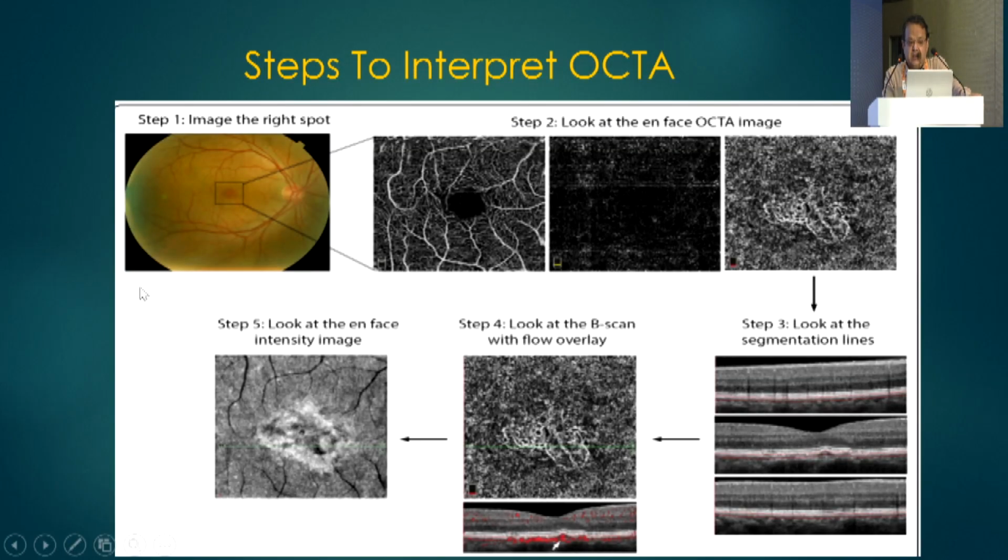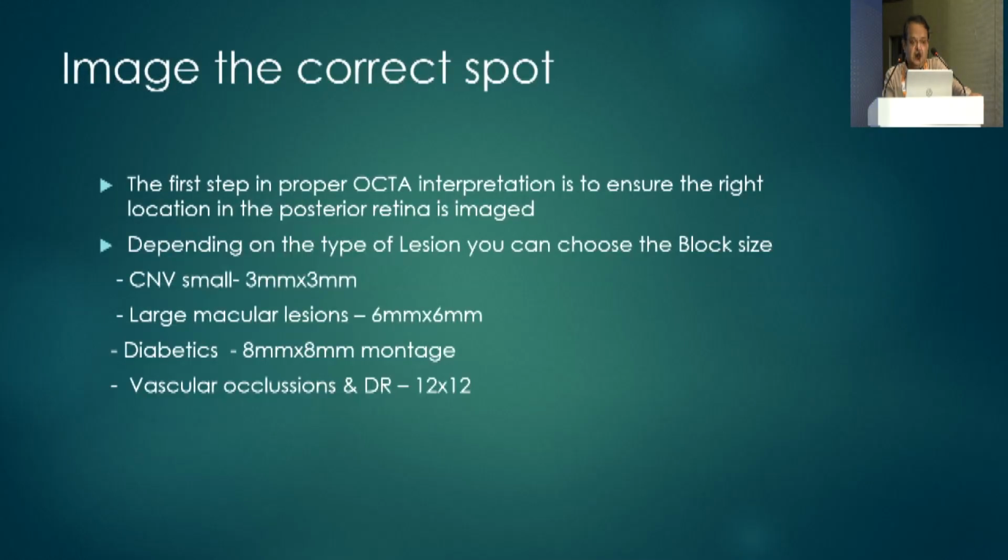The area of scan is determined. Then look at the en face image. Look at the segmentation line. These red lines are segmentation lines. Look at the B scan with flow overlay. These red dots and green dots that you are seeing show the vascular flow in the particular area in the vessels. And then you look at the en face intensity image, or what we call structural images.